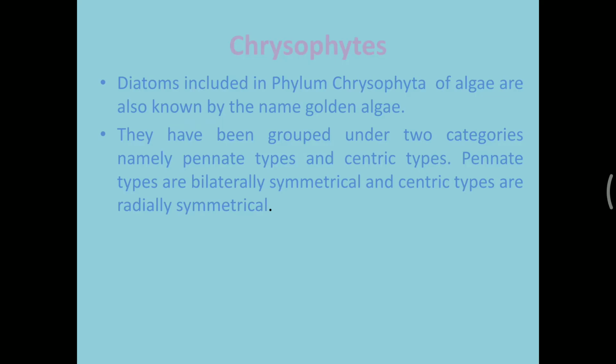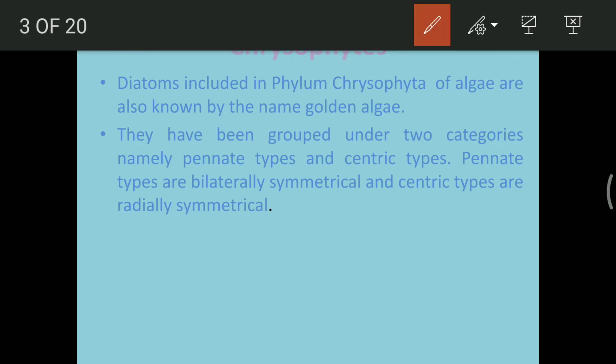And the first category is Chrysophyta. So they include the diatoms or the golden alga. The golden alga are the chrysophytes, and they have been grouped under two basic categories, namely pinnate types or centric types. Pinnate types are bilaterally symmetrical, whereas centric types are radially symmetrical.